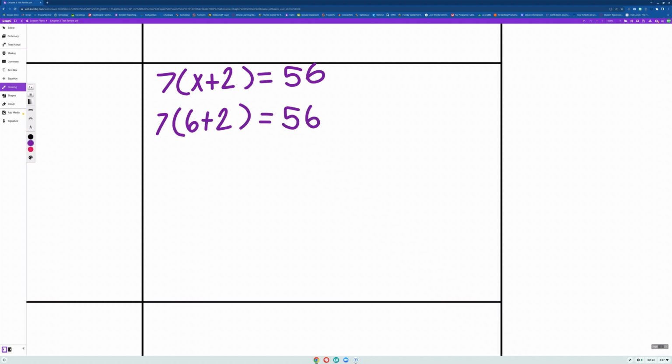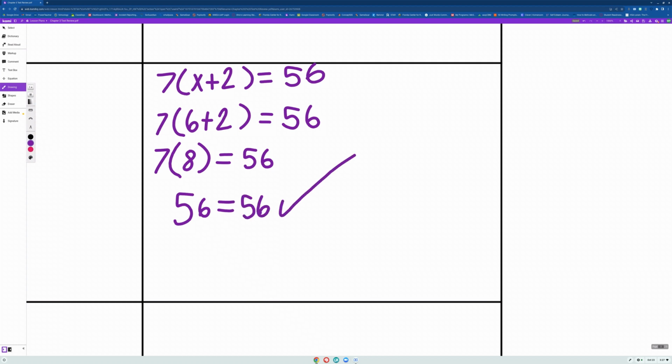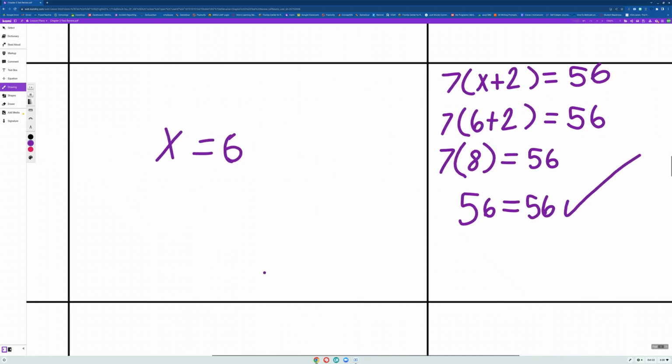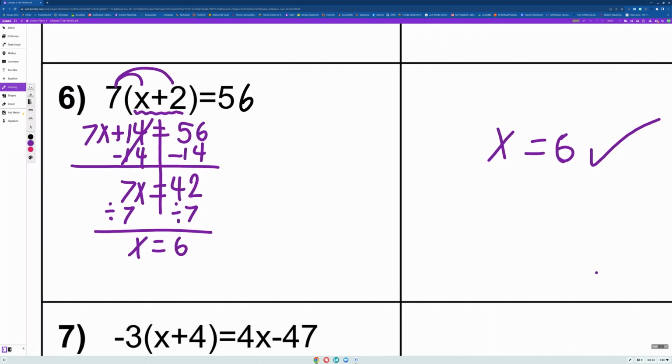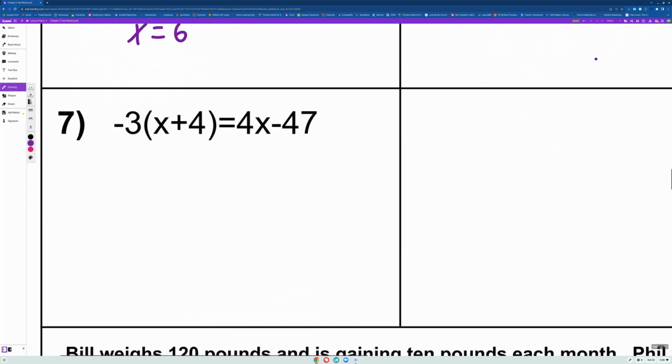So now, following my order of operations, there is math to do within my parentheses. So 7 times 6 plus 2 is 8 equals 56. And 7 times 8 does equal 56. So 56 is equal to 56, which means that x equals 6 is the correct answer. So let's try another one like that.